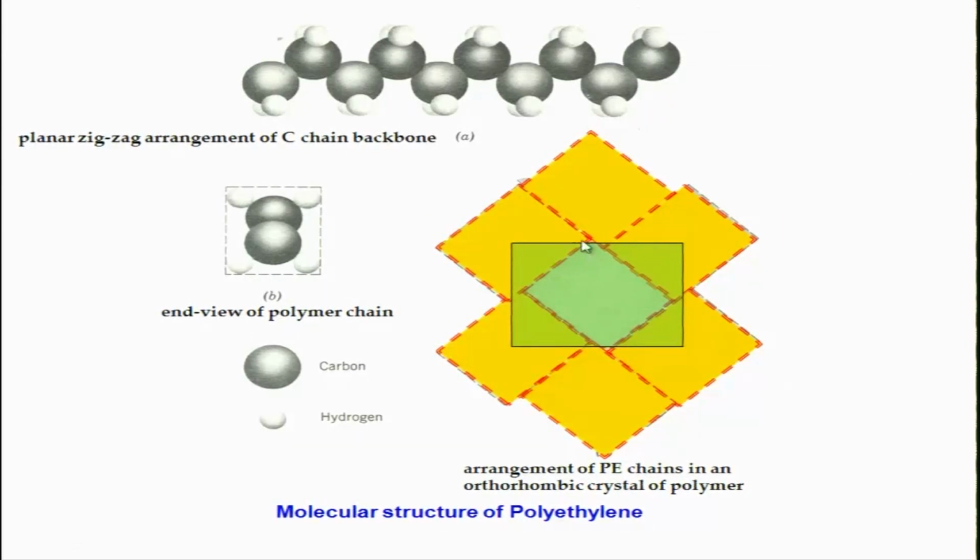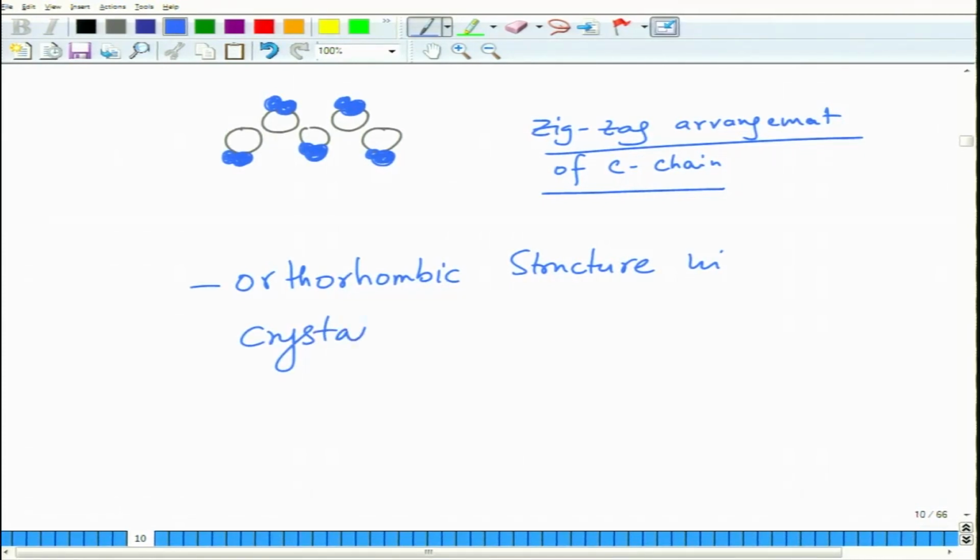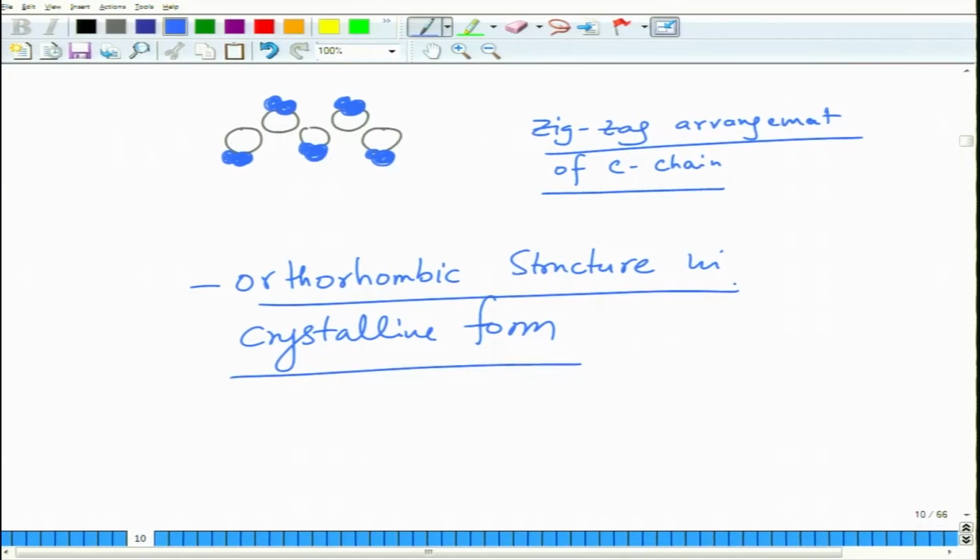They make a structure something like this, and you can make the unit cell, which is this green colored unit cell, the orthorhombic unit cell of polymeric chains. So, these are all chains, and they arrange in a fashion so that a highly crystalline form of polyethylene will make an orthorhombic unit cell.